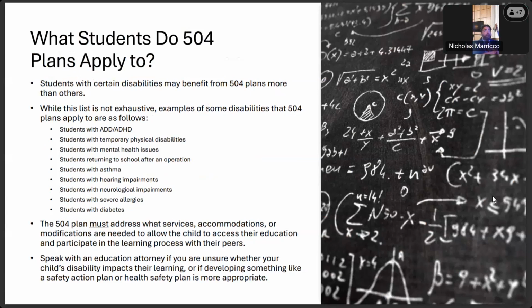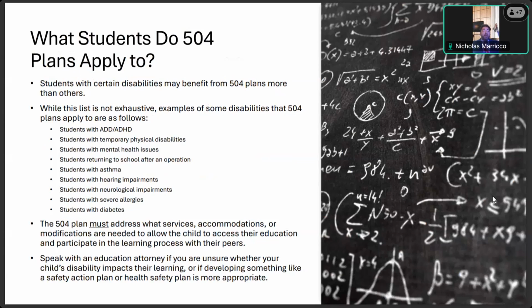That would be unfair. Students with hearing impairments, that could be sitting closer to the teacher. That could be a headset with a microphone given to the teacher. Students with neurological impairments, it could be additional training for the faculty on that specific impairment. It could be a gym modification. It could be sitting closer to the teacher.